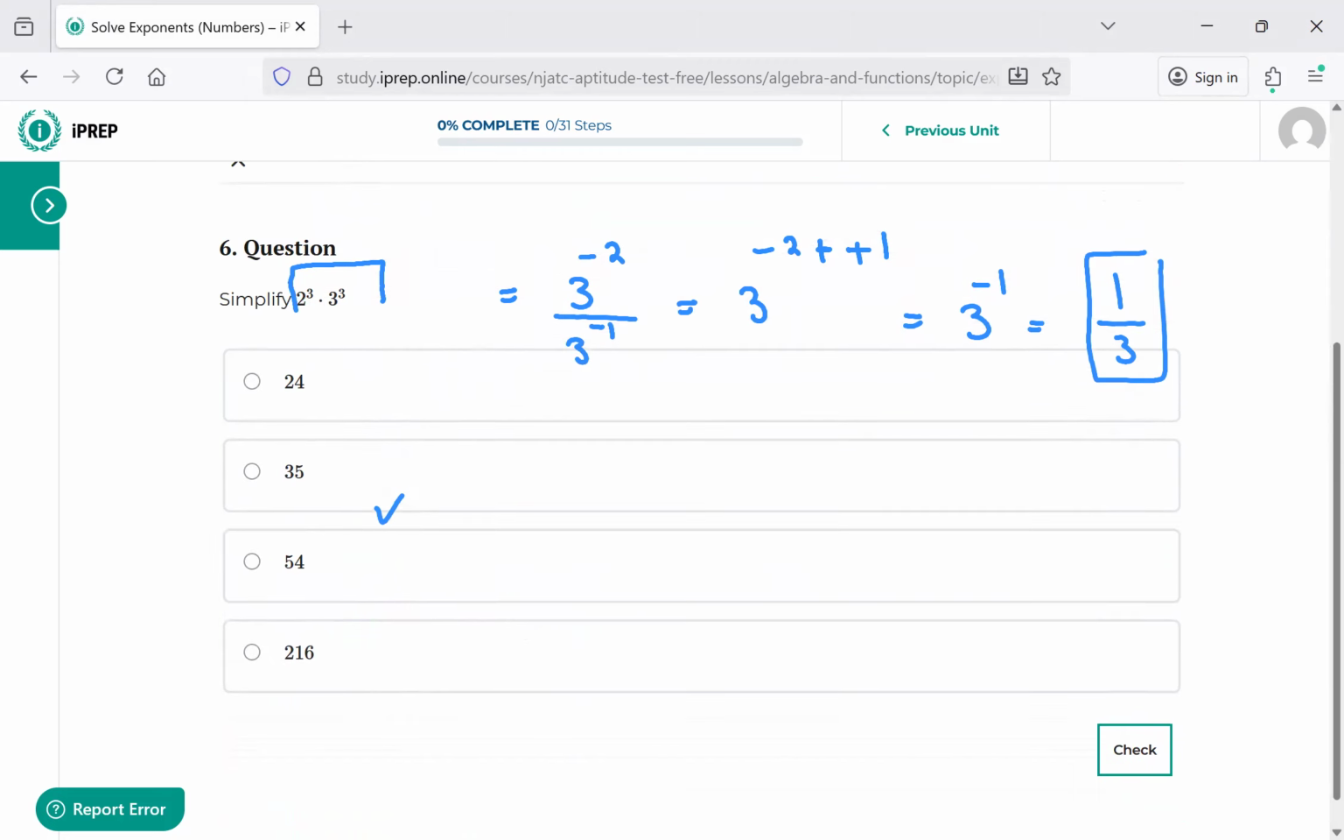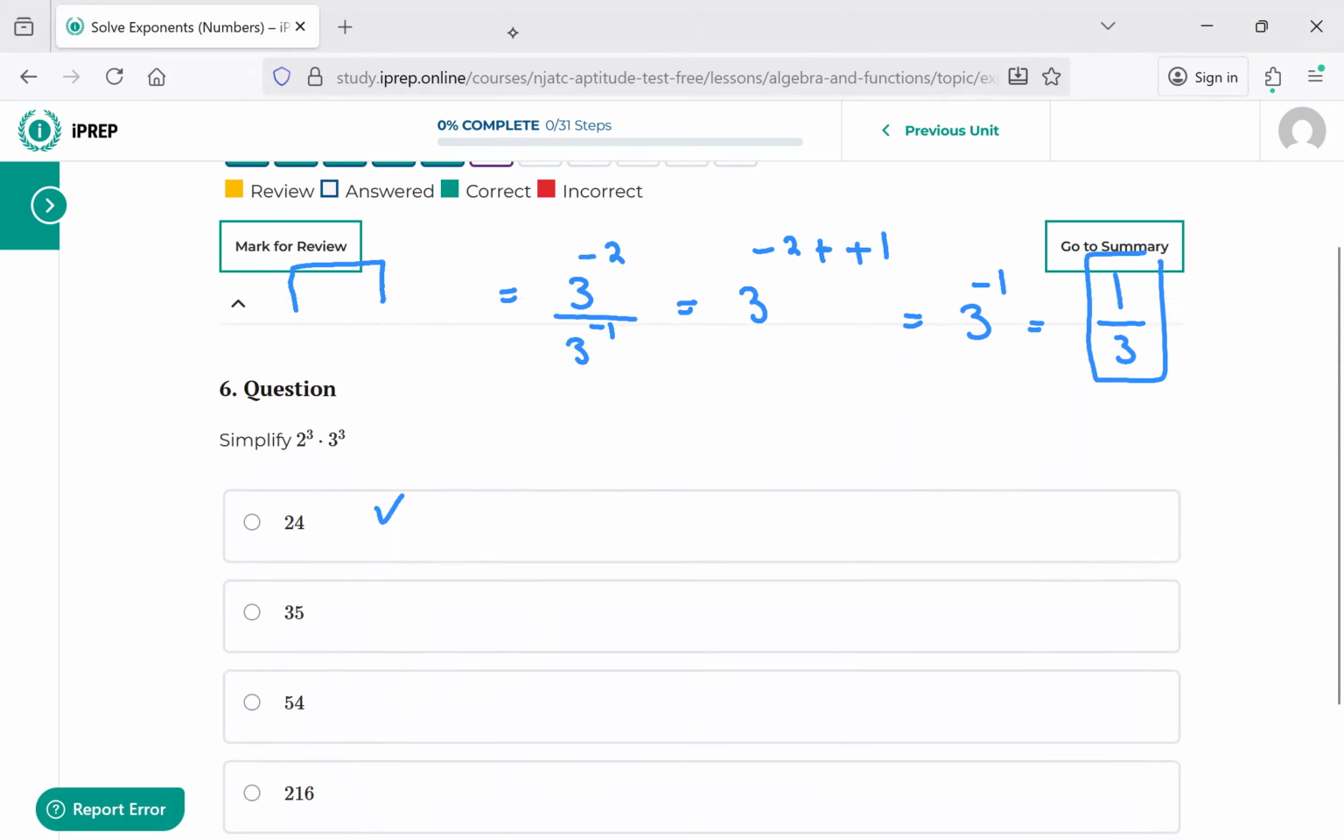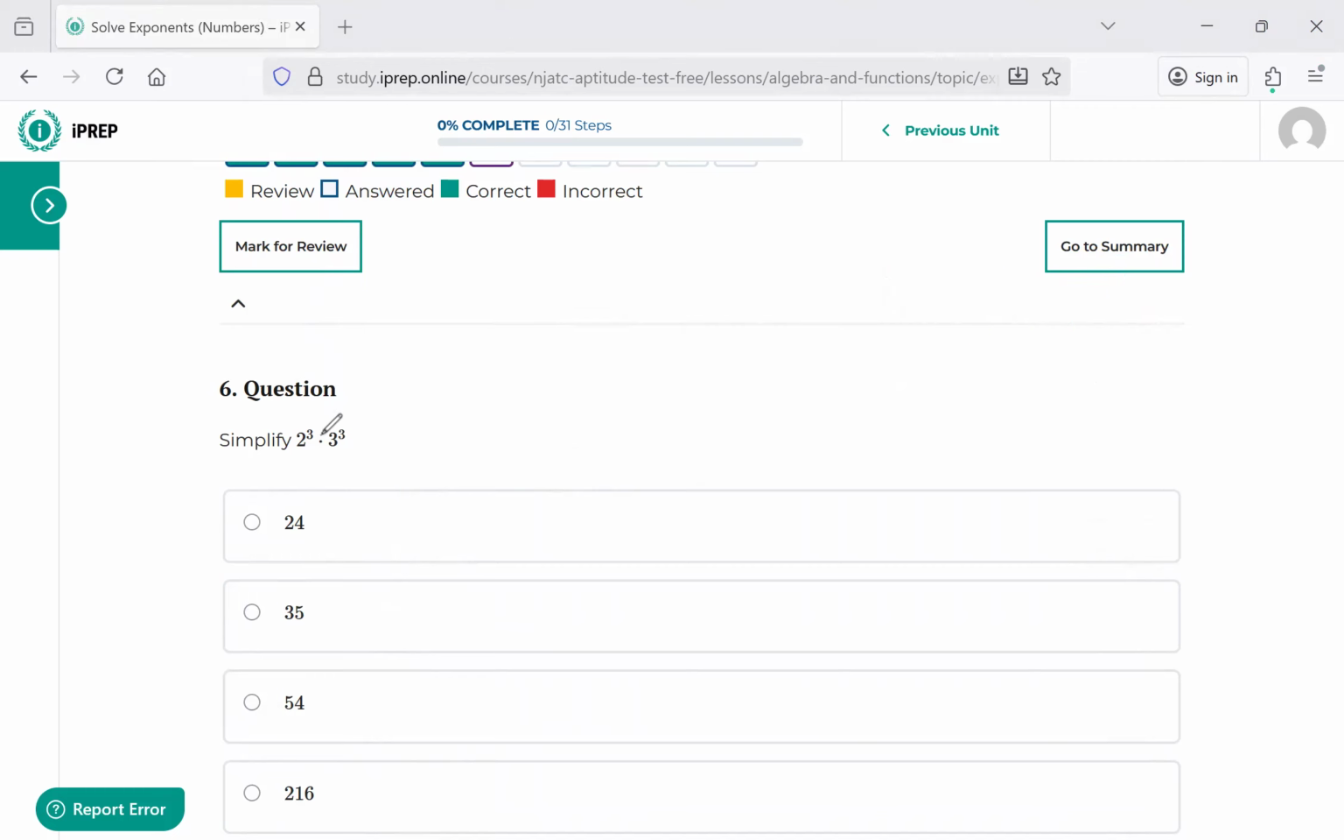Next one. Question 2. Simplify 2 to the third times 3 to the third. Uh-oh, what do you see? We have a problem. They're not in the same base. This is a base of 2, and this is a base of 3.